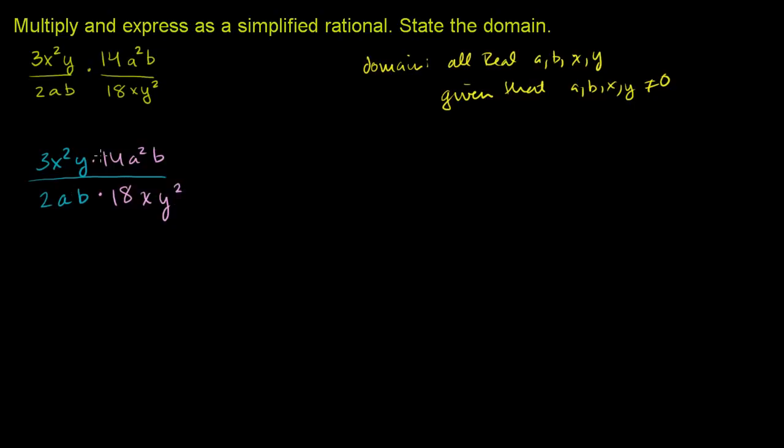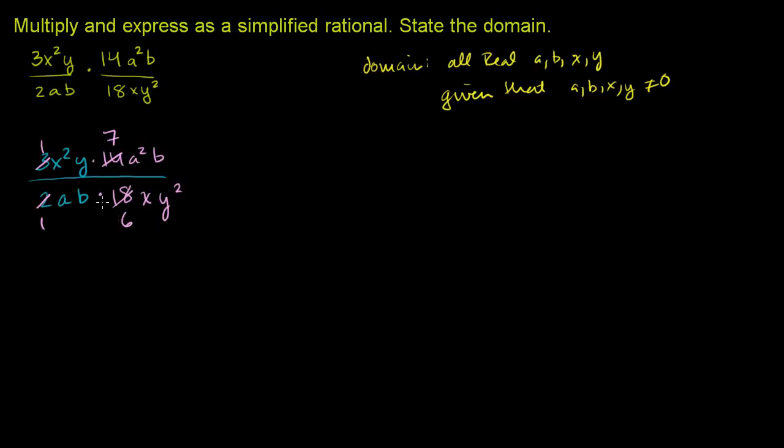Well, we can divide the 14 by 2 and the 2 by 2 and see what we get. 14 divided by 2 is 7. 2 divided by 2 is 1. And then we could divide the 3 by 3 and get 1, and divide the 18 by 3 and get 6. Every time we divided the numerator and the denominator by 2, now the numerator and the denominator by 3. So we're not changing the expression.